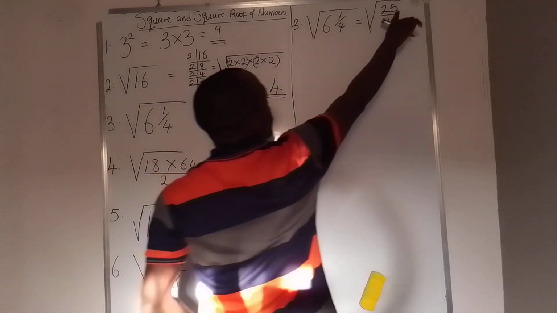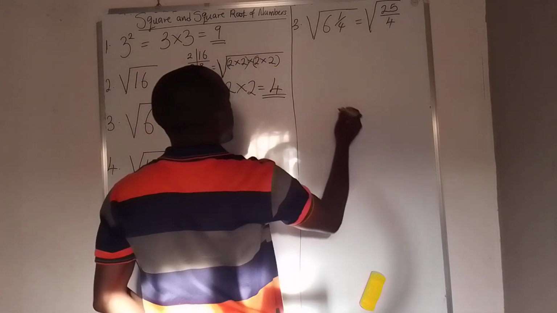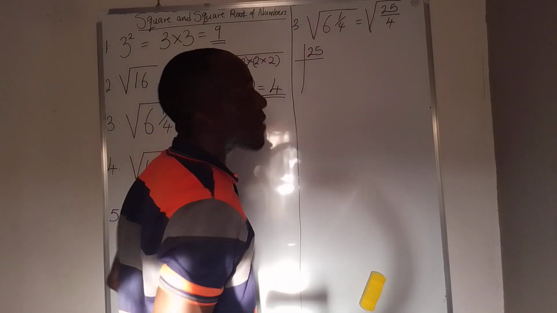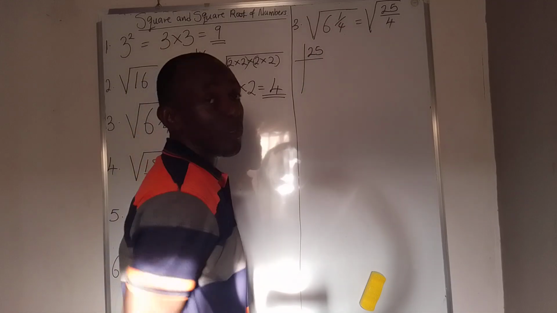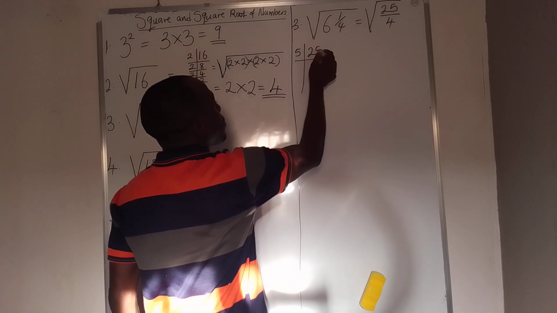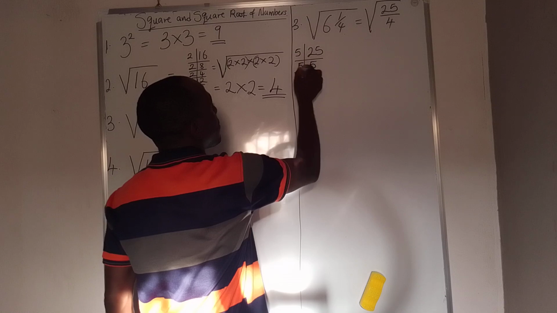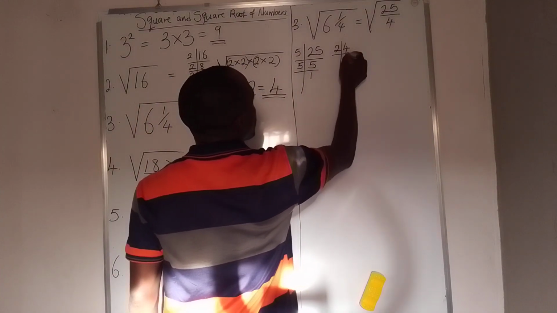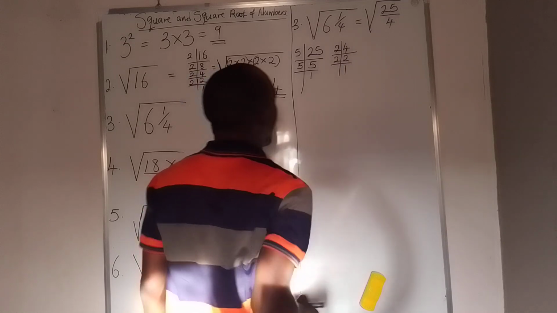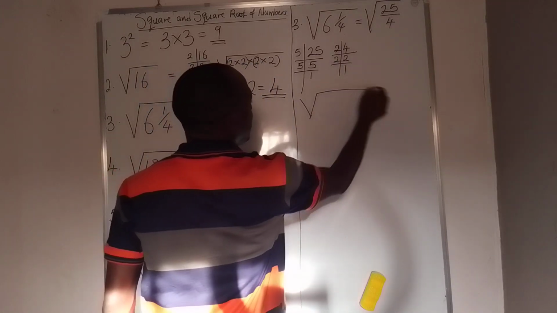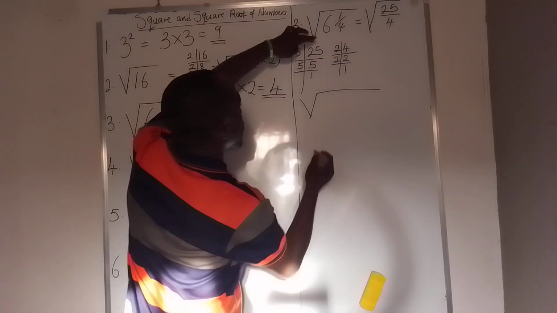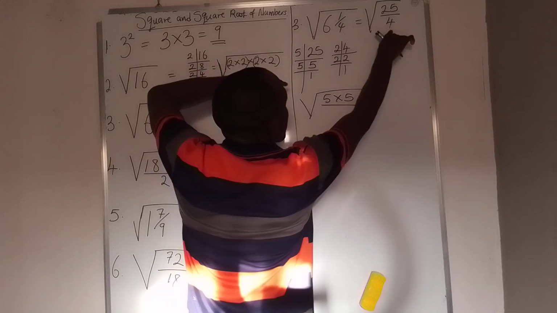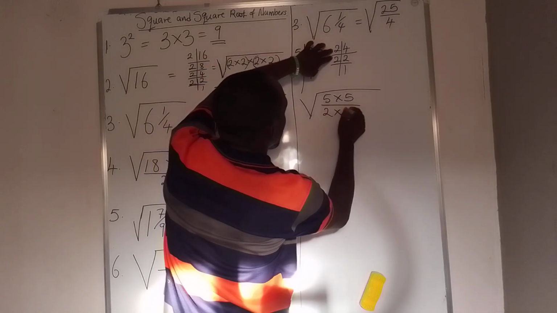Now we can quickly find the square root of 25 and also the square root of 4. For 25, what can divide it? 5 is not an even number and 3 cannot divide 25, so we use 5 to divide. 25 divided by 5 is 5. 5 divided by 5 is 1. For 4, it's the same thing: 2 into 4 is 2, and 2 into 2 is 1. So we draw our square root sign. For 25, written above, we have 5 multiplied by 5, all over 2 multiplied by 2 for the 4 written below.